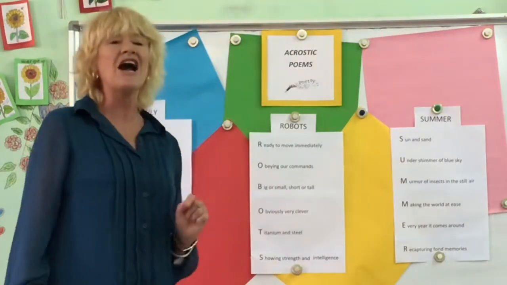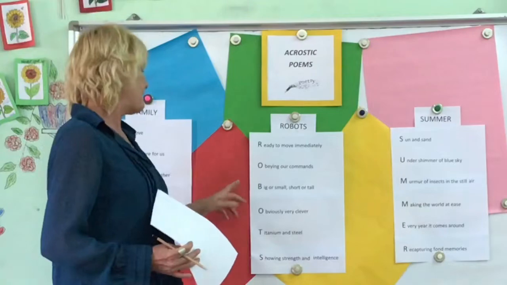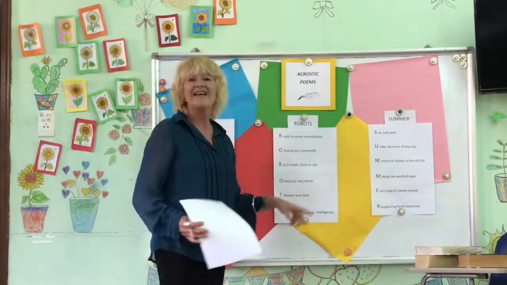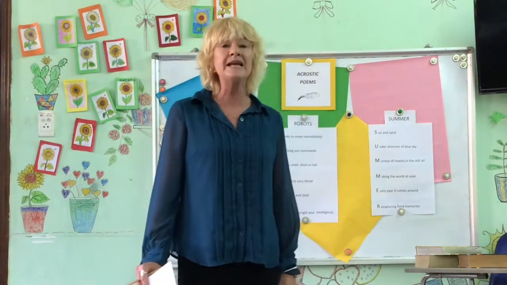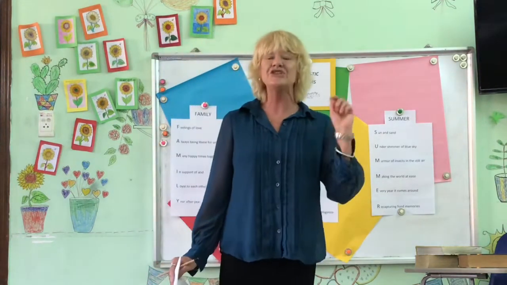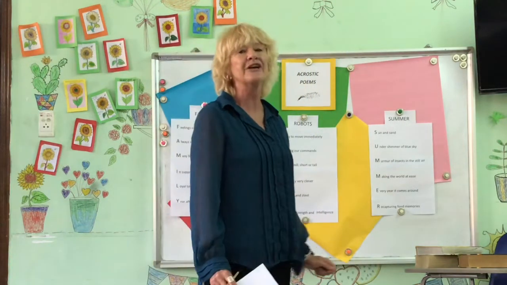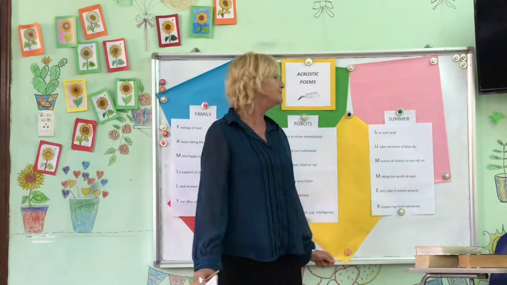There's also a tiny bit of rhyming in this poem. Can you see? Big or small, short or tall. Perfectly okay. You do not have to include rhyming, but I did just a couple of words, and that's great. That's perfectly okay. All right, on to our third example.